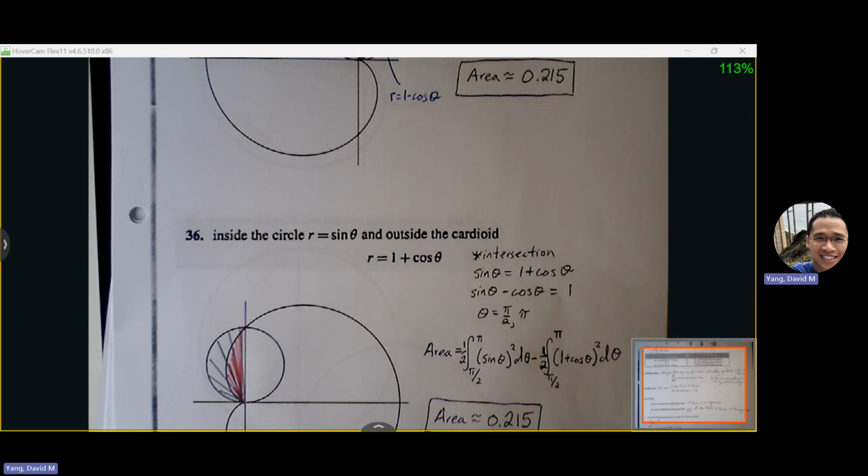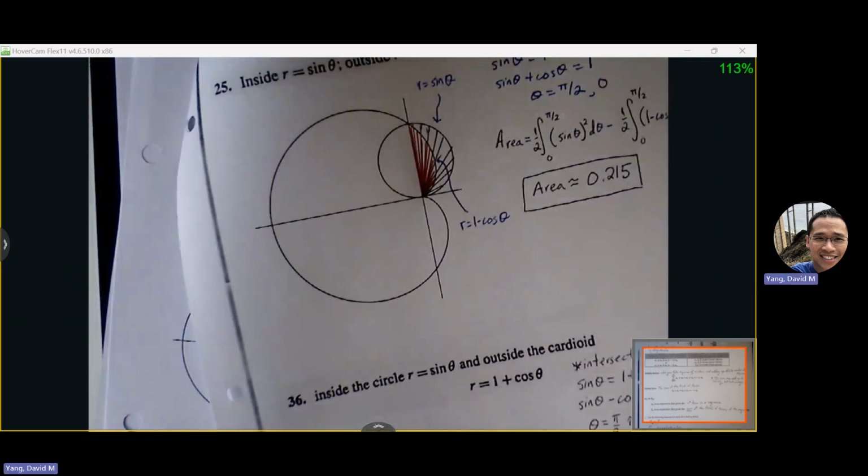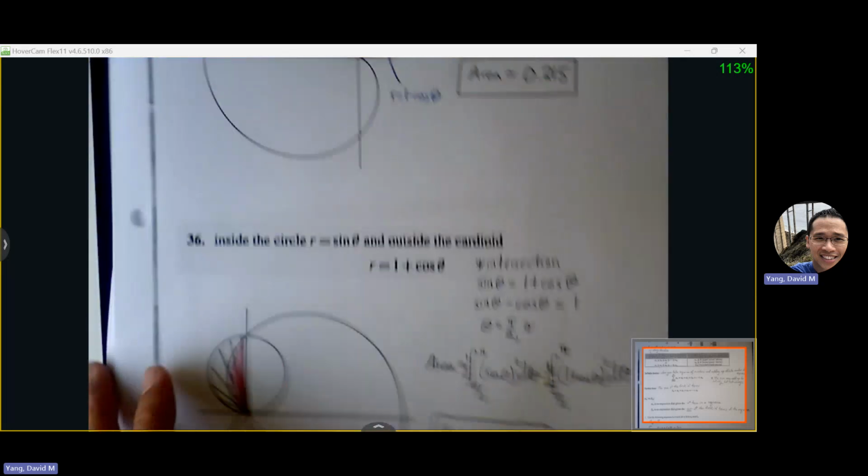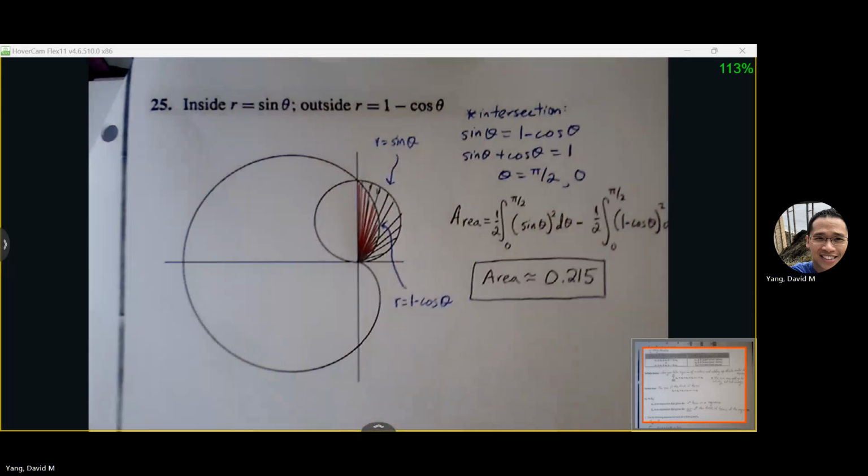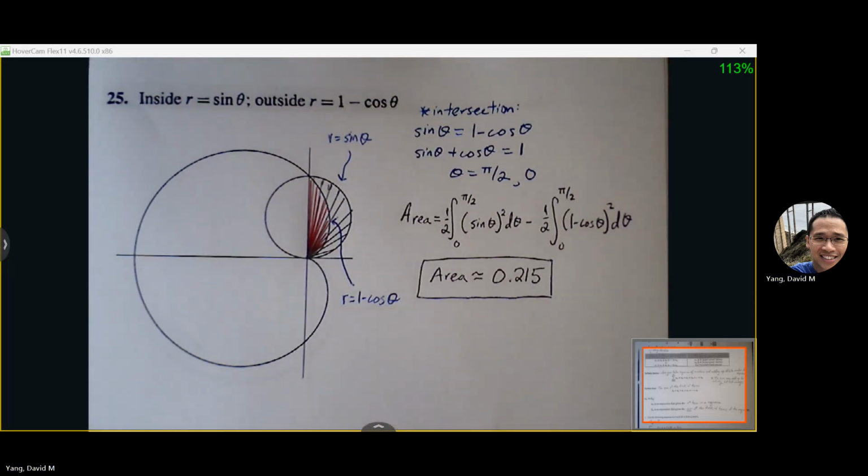All right, let's see if we can try 24. Next page. Sorry, 25, next page, 25. See if you can identify the region that the problem is referring to, and then you're going to strategically try to get that region, but you're going to have to involve areas of both, either adding or subtracting potentially to get to that region that you care about.